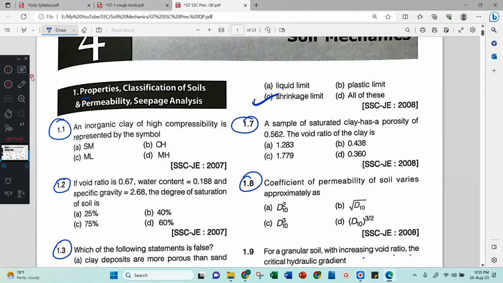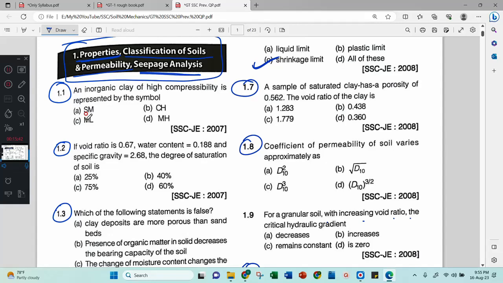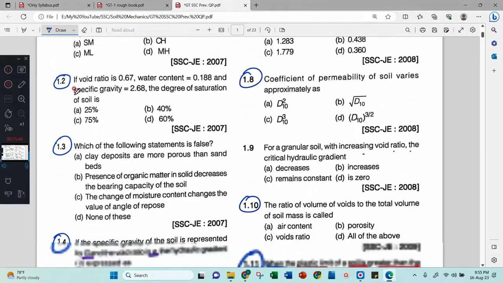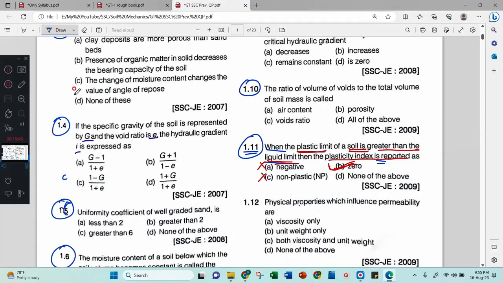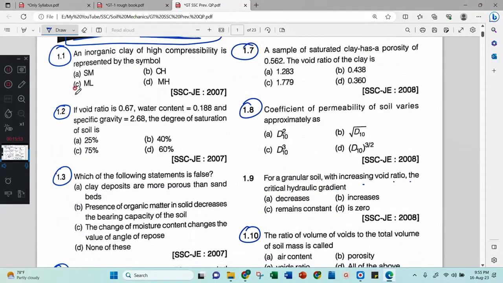See here, properties, classification of soil, permeability, seepage analysis, everything is studied. Therefore, about 160 questions are there. Most of the questions are solved. Which are unsolved, those we will go through. The rounded questions are already solved. Unrounded questions only I am going through so that I can solve all the questions and make all rounds.